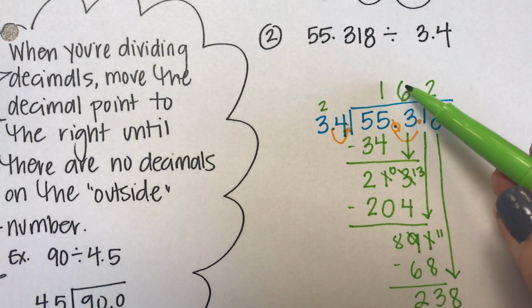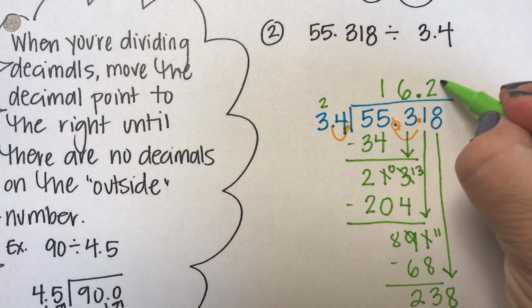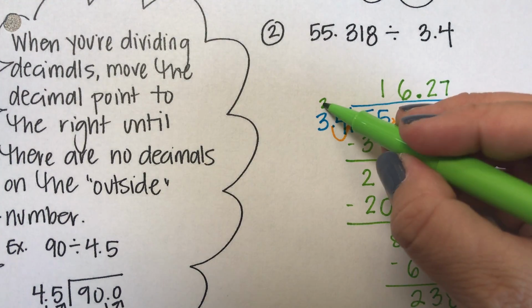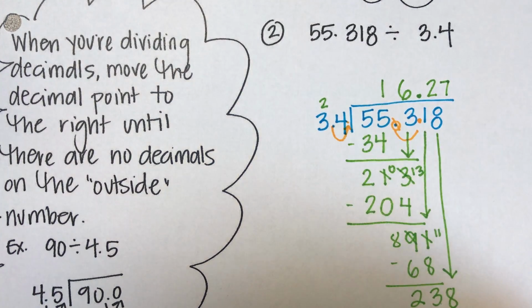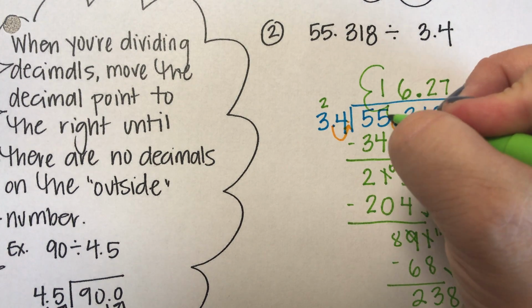So I know that when I multiplied it by 6, I got 204. This is bigger, so I'm going to do 7. 7 times 4 is 28. 7 times 3 is 21, plus 2 is 23. And look, 238 minus 238 is 0. So this would be my answer.